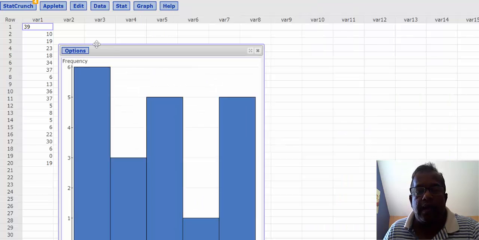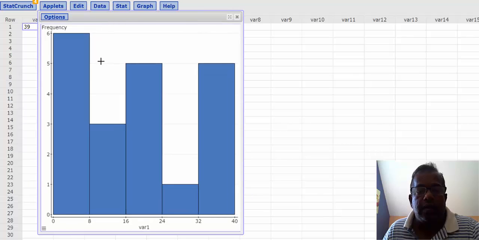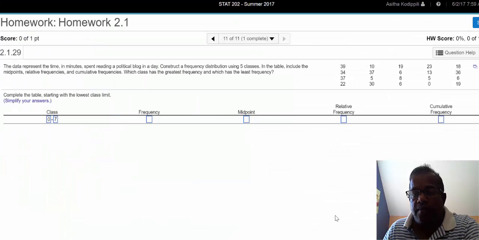So here I get this one. You can see the frequency of the first class is 6. These are the lower limits of the classes. The lower limit of the first class is 0, the lower limit of the second class is 8, the lower limit of the third class is 16, and so on. So here the frequency is 6. So we complete it here: frequency is 6.